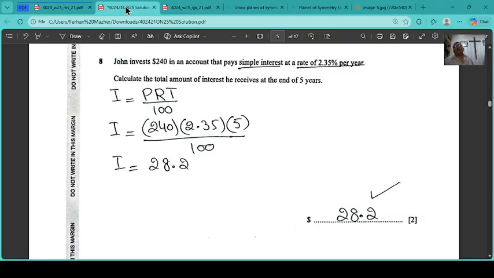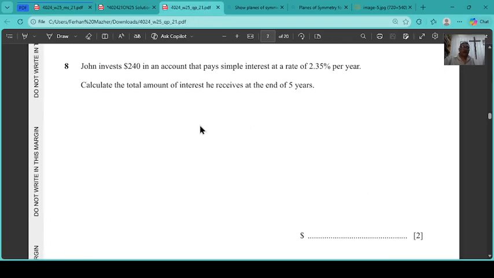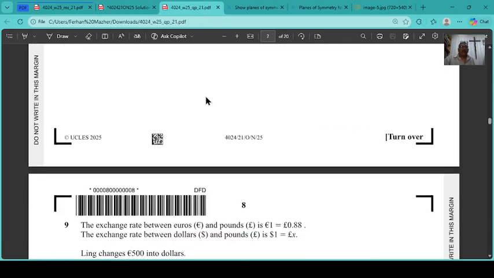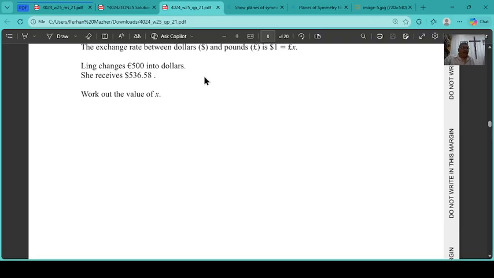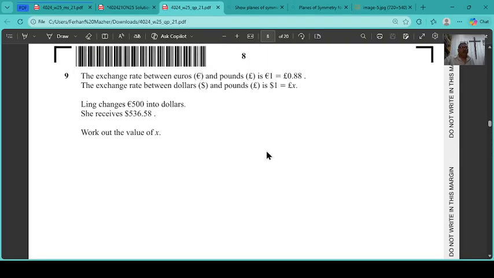So question number 8, we are done. Now let's move to the next question. The next question coming up on your screen is question number 9. It's a 3 marks question, and let me show you what the question is.